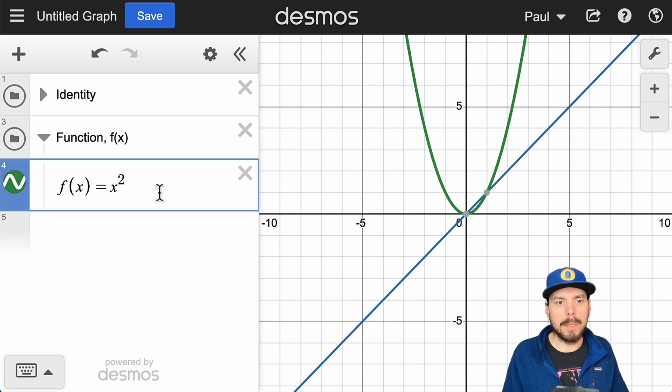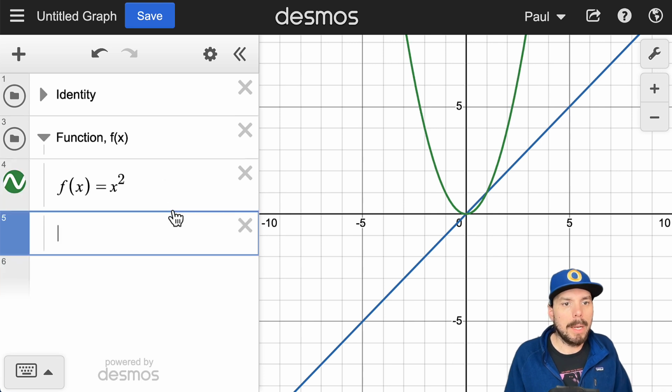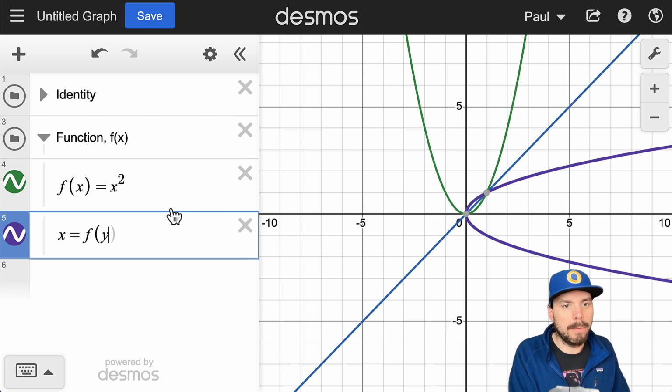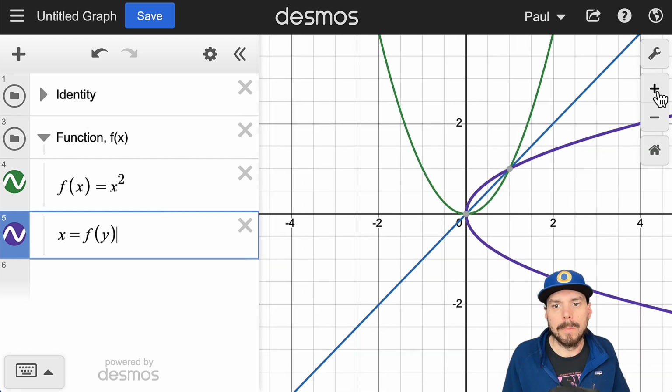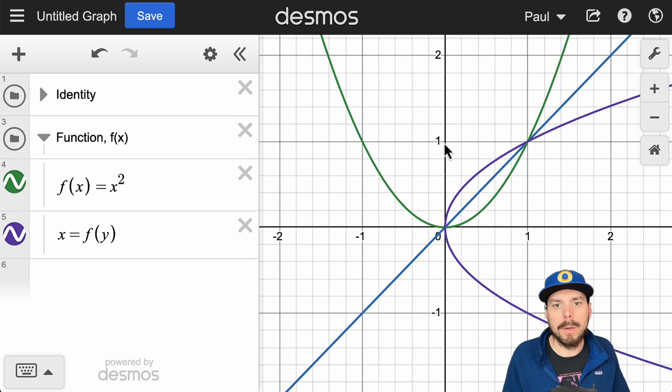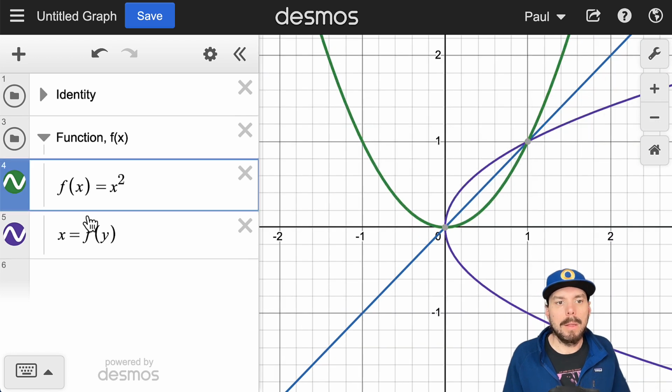The inverse of this, we would square root each side. The problem is we would get a plus or minus square root. And we can actually see what happens when we just reverse x and y by using this function notation. We can plot x equals f of y instead of y equals f of x. And there we see that reflection. The original function here was in green, and the image flipped over y equals x is in purple.